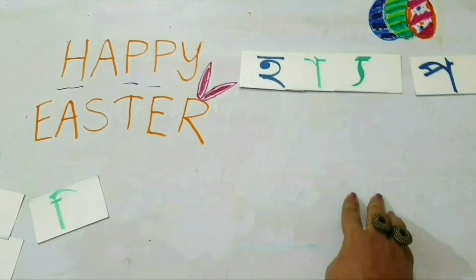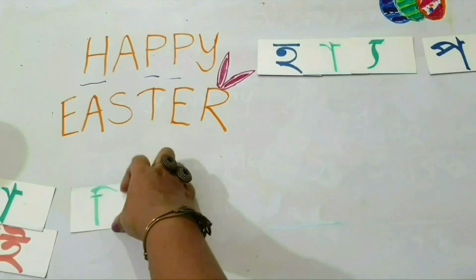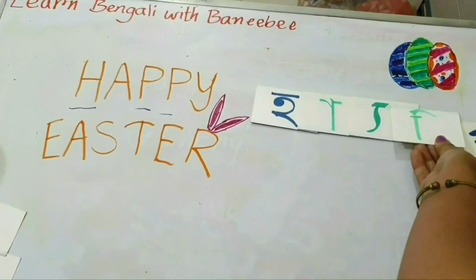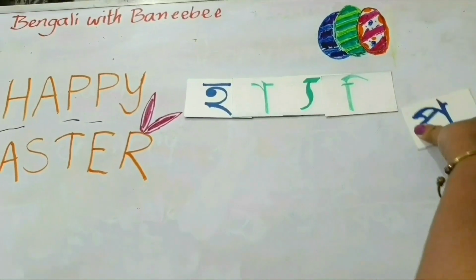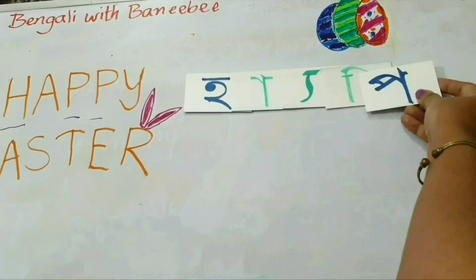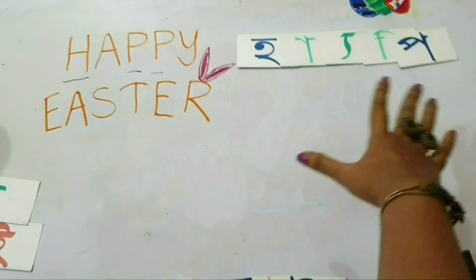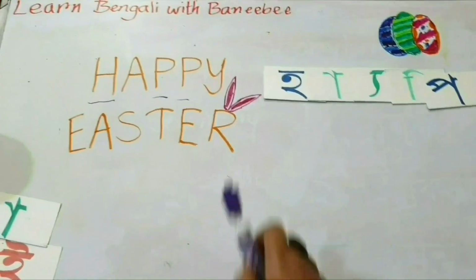Good. Now this is hap. I will have to make it happy. I told you this is the E vowel sign. So this pa will become pi. Happy, right? Okay, so now we know how to write happy.